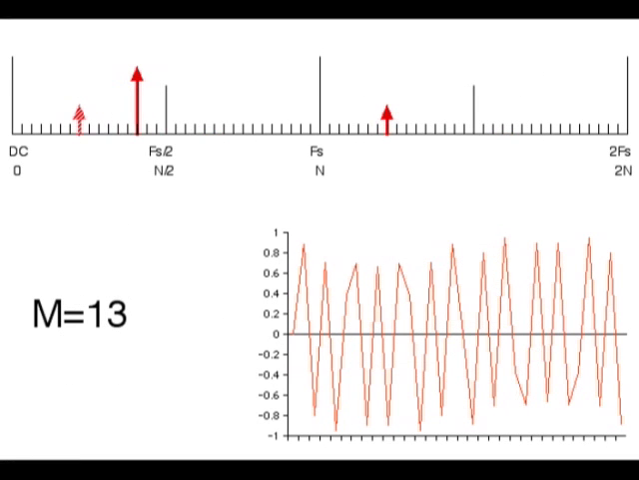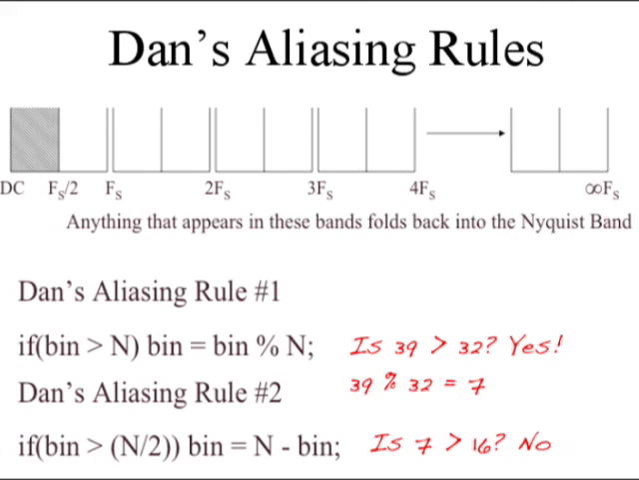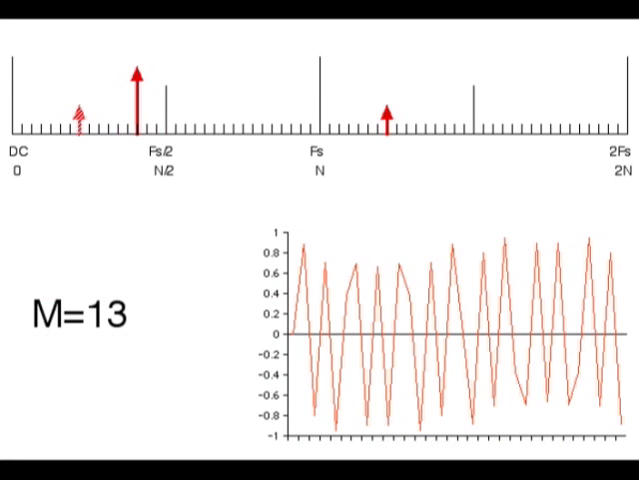So let's move m up to 13. Now the third harmonic is way up there, 3 times 13, or 39, and the alias of the third harmonic is working its way up from the DC bin up towards n over 2. So where did the third harmonic go? Well, is 39 greater than 32? Yes. So 39 modulo 32 is equal to 7. And since 7 isn't greater than 16, we don't have to implement rule number 2. So the third harmonic aliases back to bin 7.